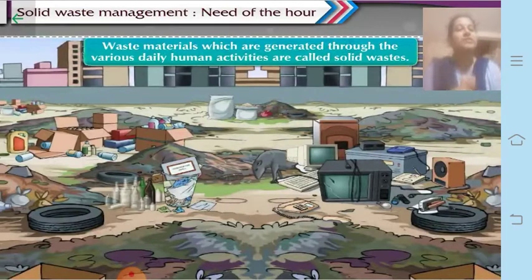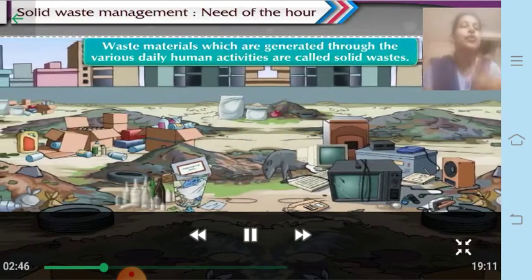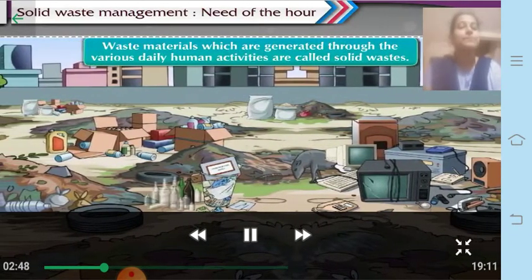So waste materials which are generated through various daily human activities are called solid waste. I repeat, the waste materials which are generated through various daily human activities in general are called solid waste. We will define solid waste a little later in detail. Fine. So you remember, the waste material generated by various daily human activities is also called solid waste.